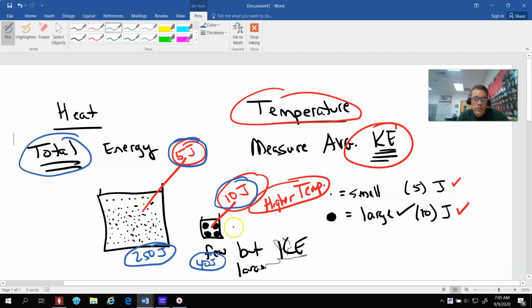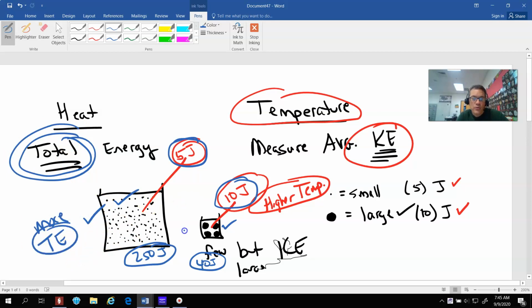And even though there's more energy per molecule over here, there's way more molecules over here. And so if we compared the amount of total energy, then this one would actually have more total energy because there's more molecules.